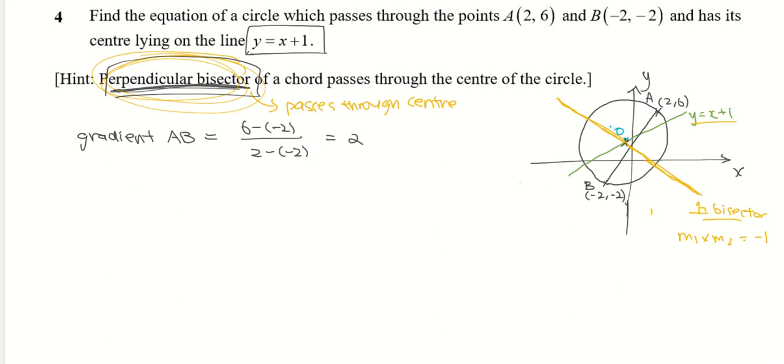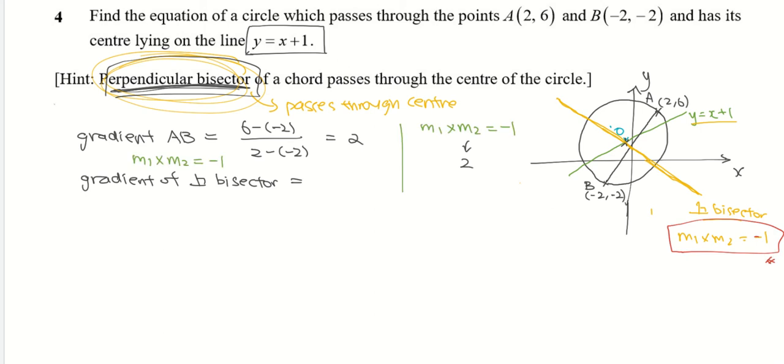Now, how do I find the gradient of the perpendicular bisector? Someone give it to me. Remember, Shafiqah, yes, you said m1 times m2 equals -1. This applies to perpendicular lines. So how do I use this equation to find the gradient of the perpendicular bisector? Yes, Shafiqah, you said the other way around: -1 divided by 2, basically -half.